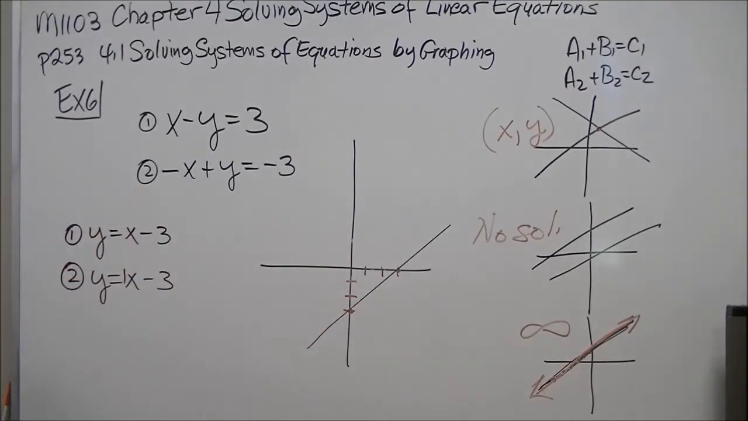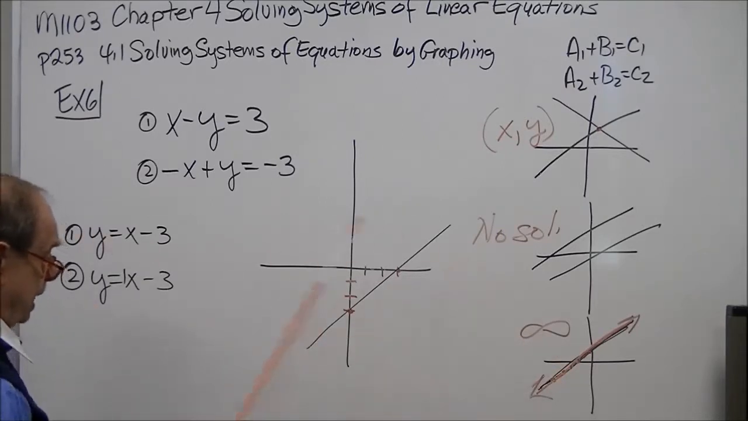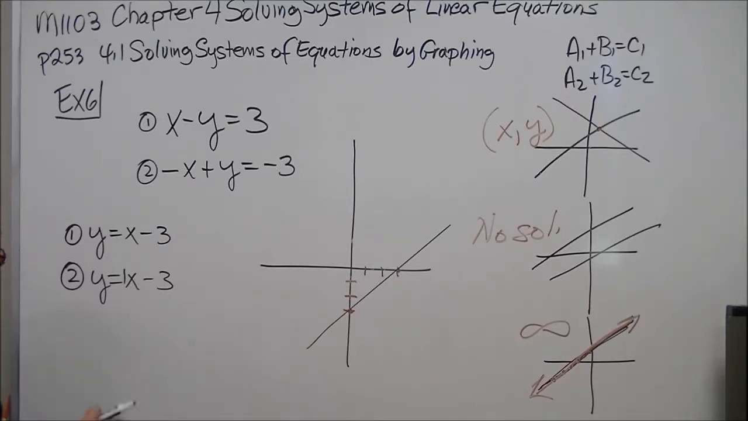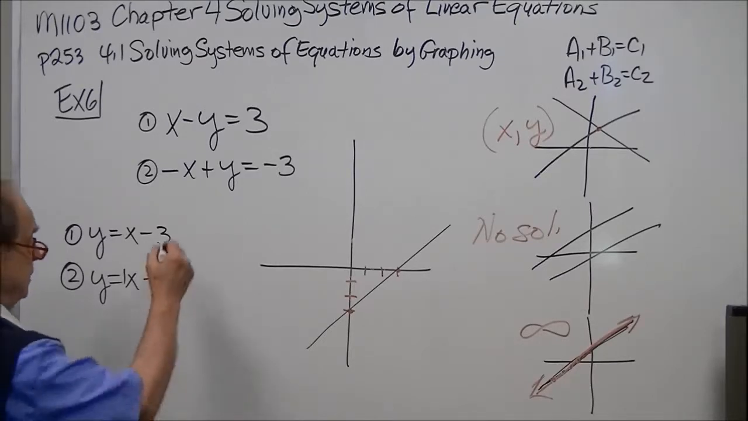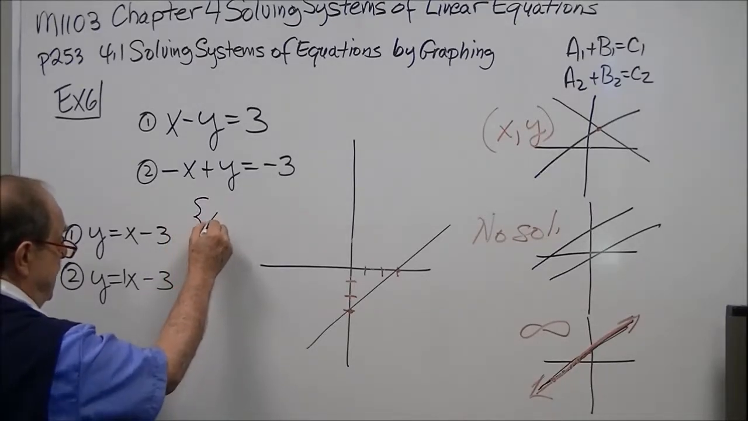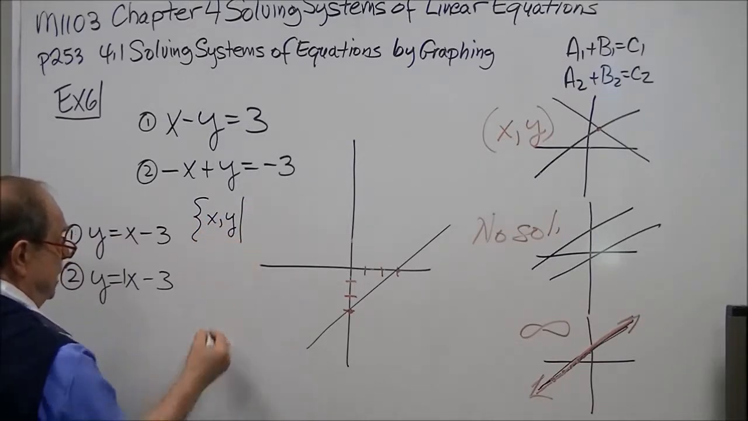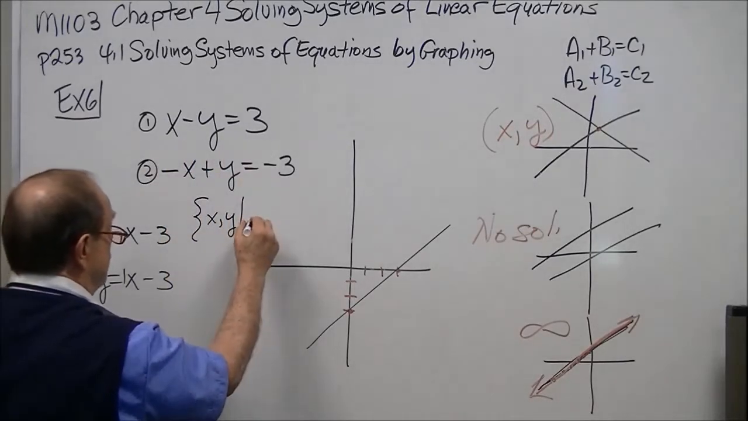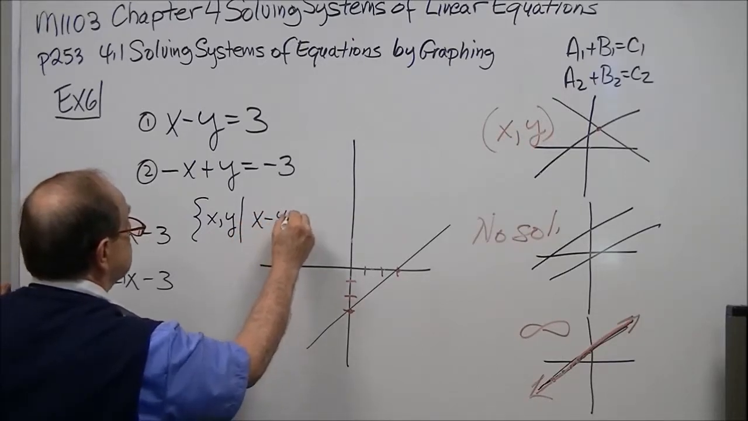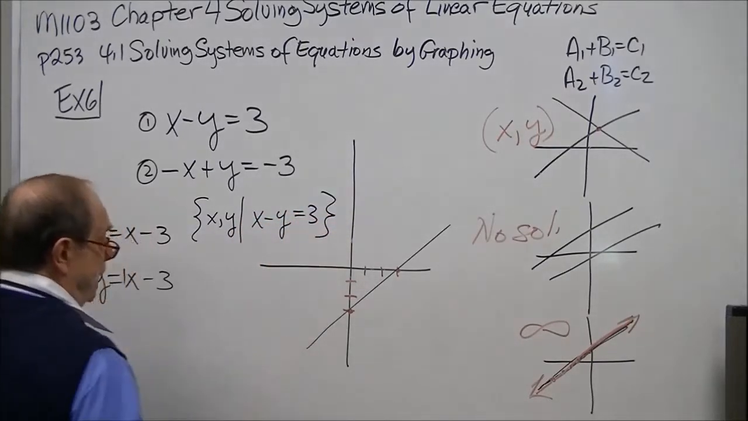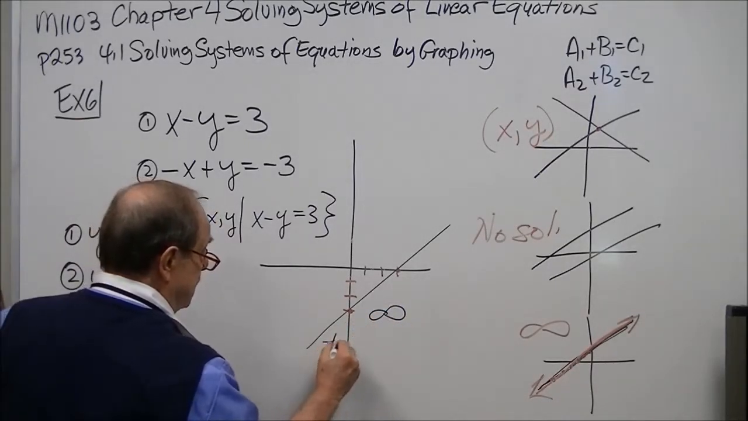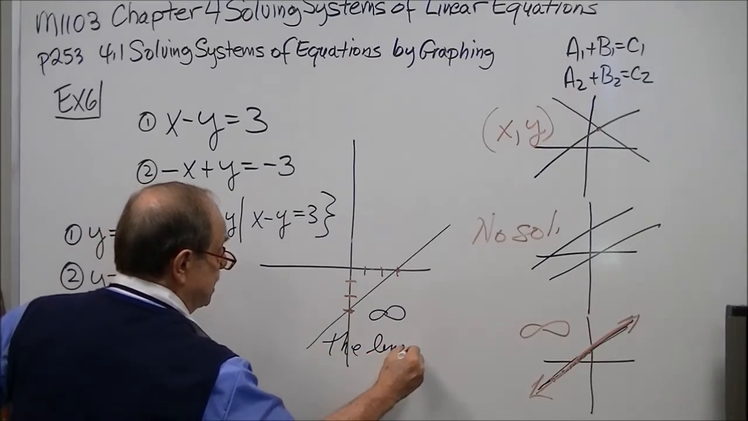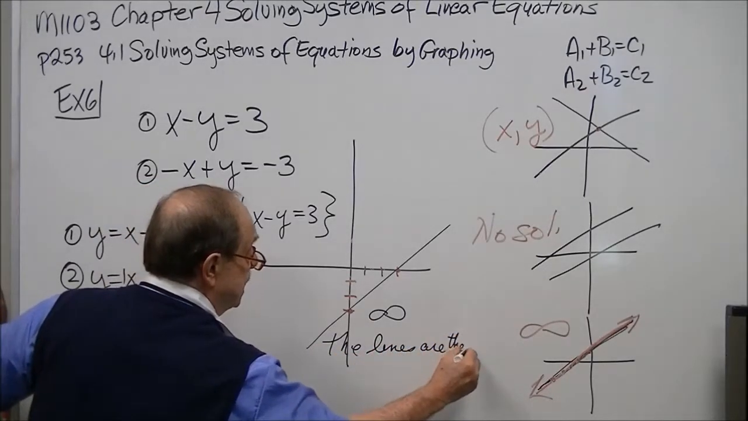What can you say about this? Well, it's this example here where they're actually the same line. So what would be the solution? Now, the way we write the solution for this is we put in what is called set builder notation. We use a brace, we say x comma y, that's our ordered pair, is such that, and you just write one of the equations. And in common sense, there's an infinite number of solutions. The lines are the same.